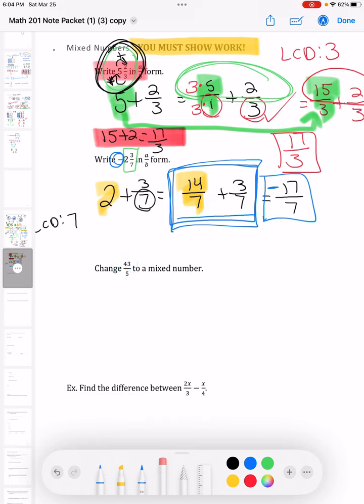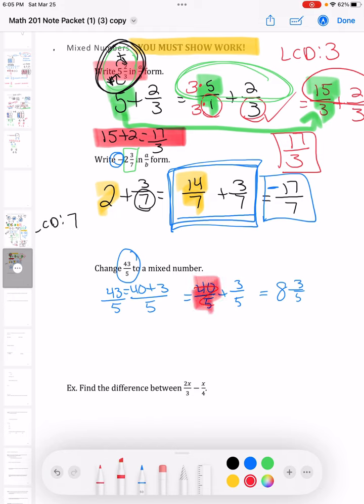So I don't want to choose 20. I want to choose the one that's 40. So 43 could be 40 plus 3, and that's over 5. I could split those into two fractions to get 40/5 and 3/5. 40/5 is 8, and 3/5 cannot reduce. Oops, so that 40/5, I meant to do this one. The 40/5 is the same thing as 8, and the 3/5 stays. So my final answer is 8 and 3/5.